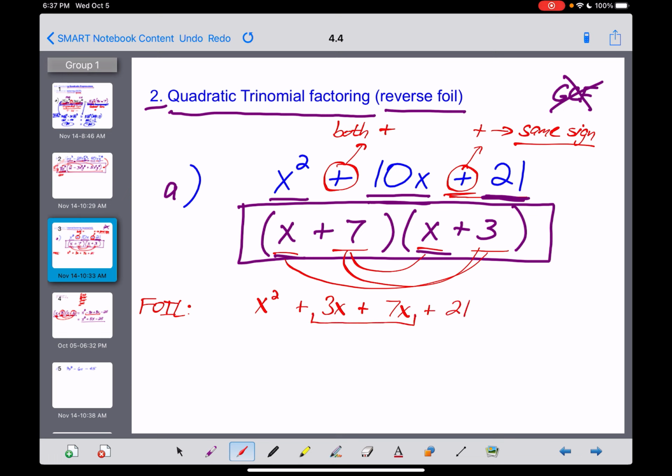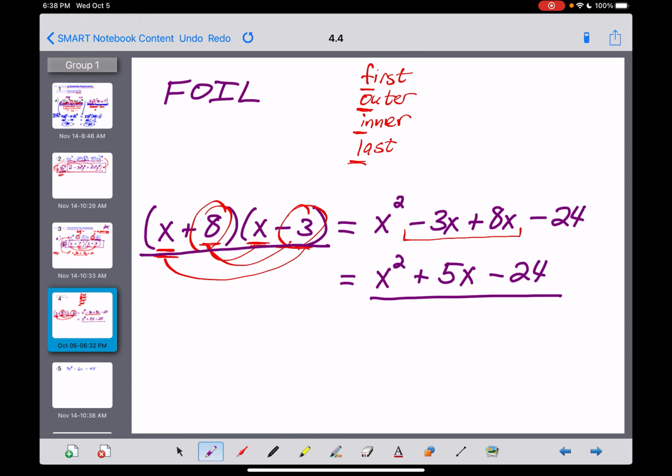Well, sure enough, those two terms combine to a plus 10x, and that is exactly the same as the original expression we started with, x squared plus 10x plus 21. So now we know for certain that we factored this one correctly, and our answer here is x plus 7 times x plus 3. Okay, that's what reverse FOIL kind of looks like. So let's see. We did that already.